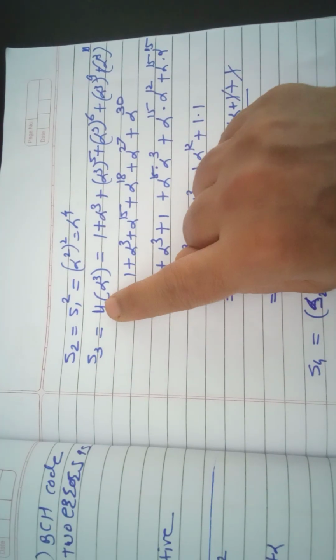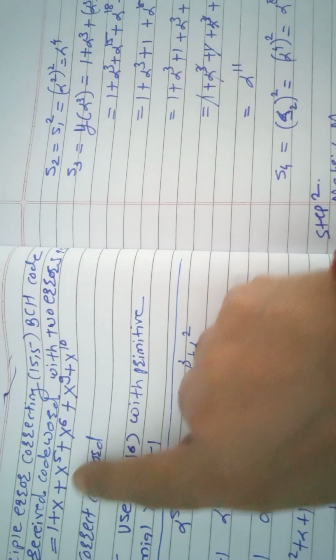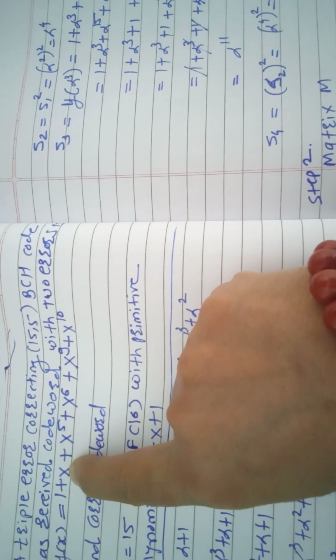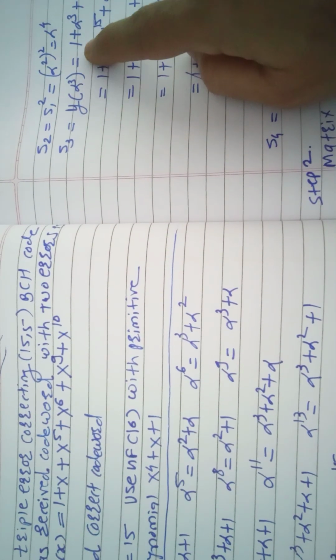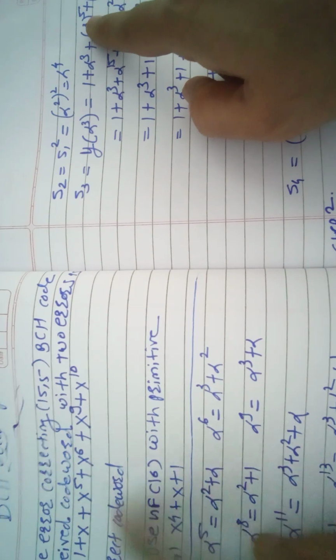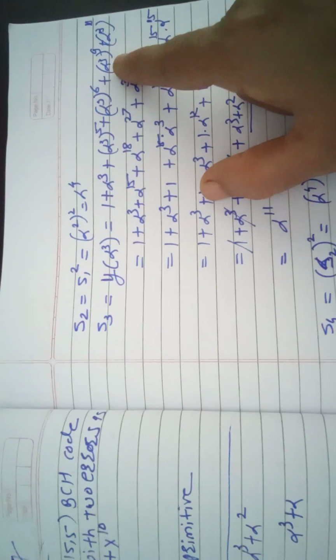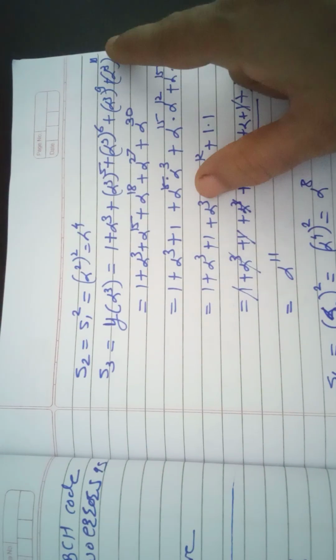Now S3 is equal to y(alpha cube). That means in the equation of the received code word y, instead of x you have to put alpha cube. So 1 plus alpha cube, then alpha cube raised to 5, then alpha cube raised to 6, then alpha cube raised to 9, and alpha cube raised to 10.